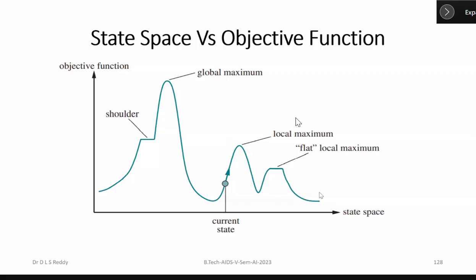So for example, if you are traveling like this, you want to reach this global maximum, that is your target actually. In the current state, I am here. So I can go here in order to reach the local maximum. And you have one more thing called flat local maximum here. Remember these terms. We'll be using them later.